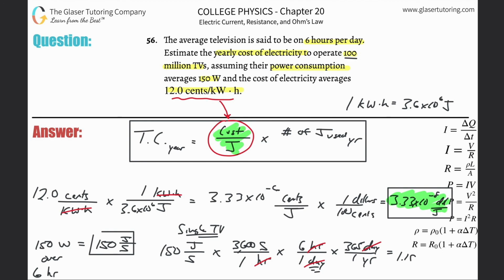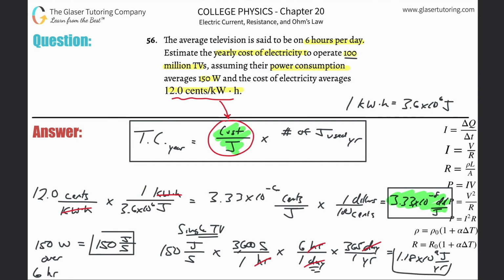I wish my calculator converted that into scientific. So 1.18, give me a second while I try to count this. 1.18 times 10 to the 9. So that is now 1.18 billion joules of energy used for a single TV for the whole year.